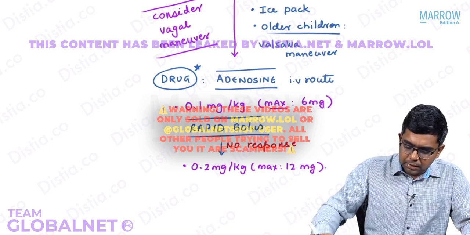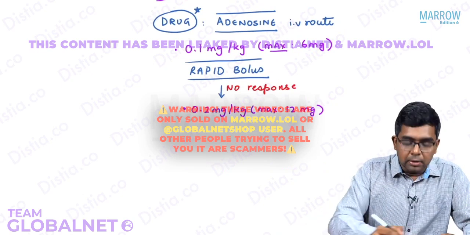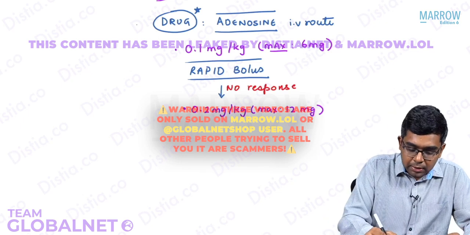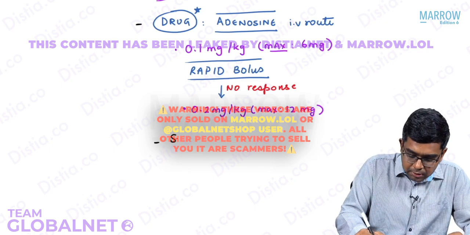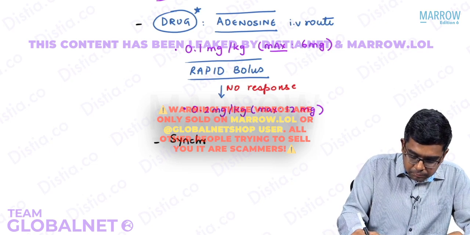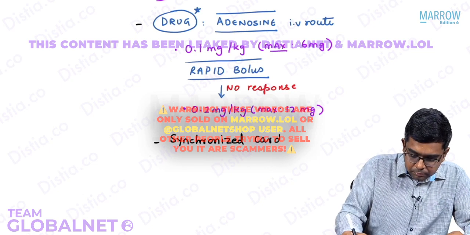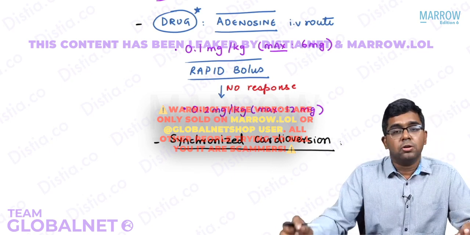Now, if the patient is not responding to adenosine or there is no IV access available, then what is the next step which you have to do? You have to do synchronized cardioversion, which is basically administration of shock treatment.